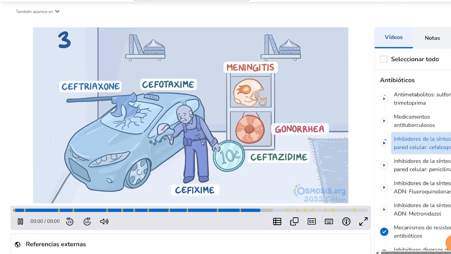Now, ceftazidime is special, since it's the only 3rd-gen cephalosporin that could treat Pseudomonas aeruginosa. So if you flip the dime over, it has the face of the Mona Lisa. Ceftriaxone can be used to treat Lyme disease, which is spread by ticks. So let's have the triangular axe smash a giant tick against the windshield.